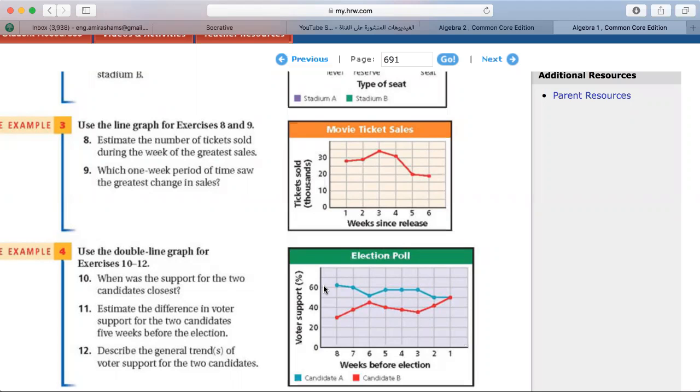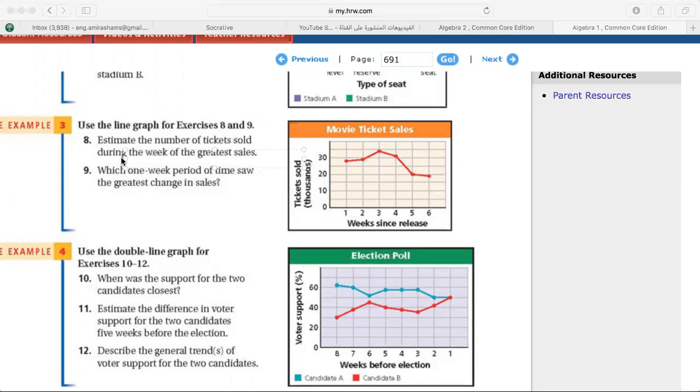Where is the week of the greatest sale? The greatest sale, so I will search for the highest point. Greatest sale means the greatest number of tickets that are sold for this movie. Where is it? This one. It is here, in the third week. They want to know the number of tickets. It is on the middle line, which is 35,000. Not only 35, 35,000 tickets.